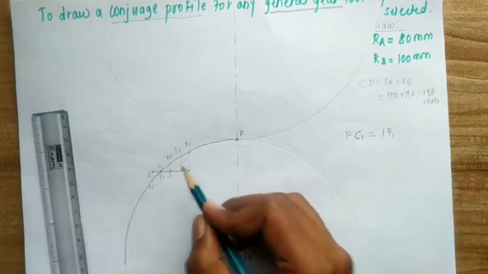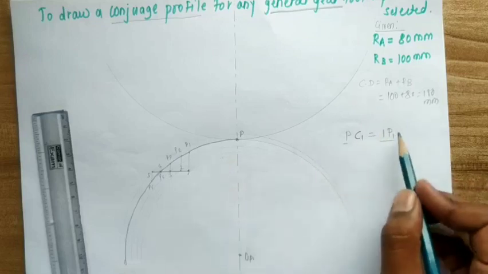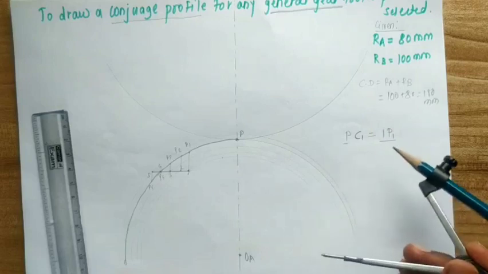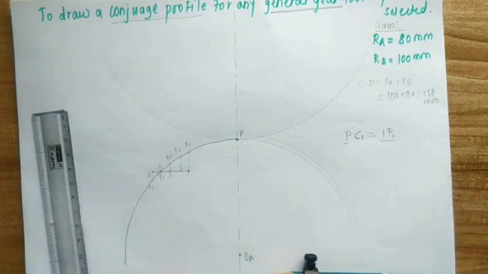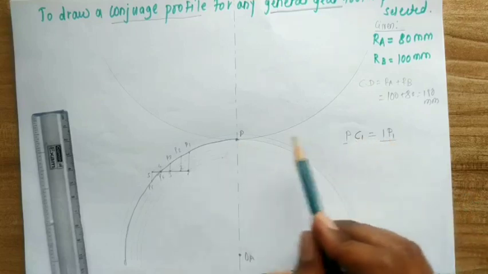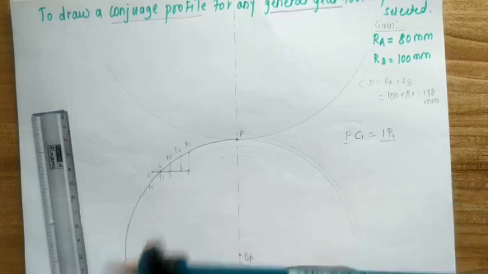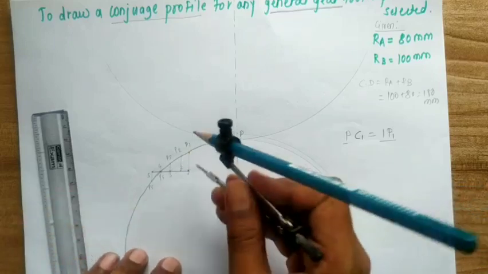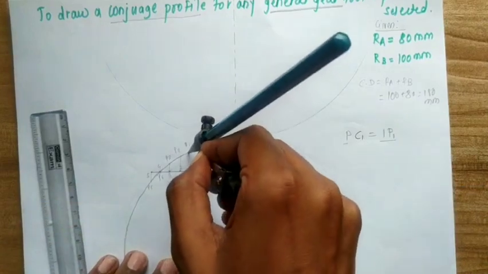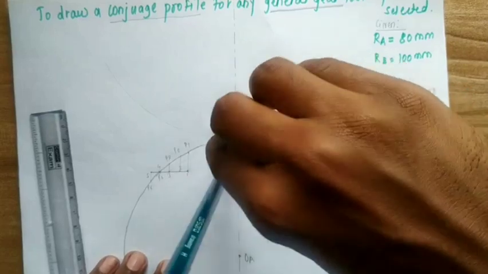Now I know 1P1, I know point P, the only unknown is C1. So to get C1, use this distance and mark point C1. I take the dimension equal to 1P1, with P as the center. Now cut an arc, because what I want is C1.